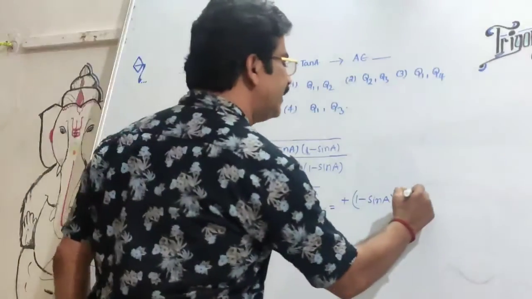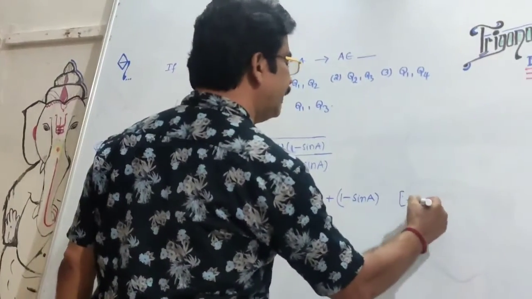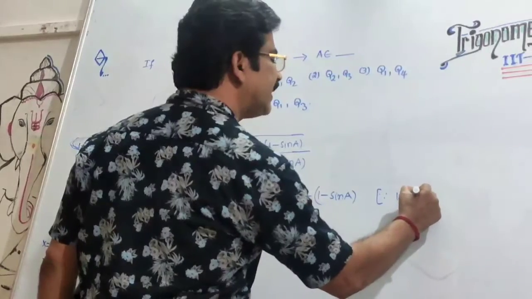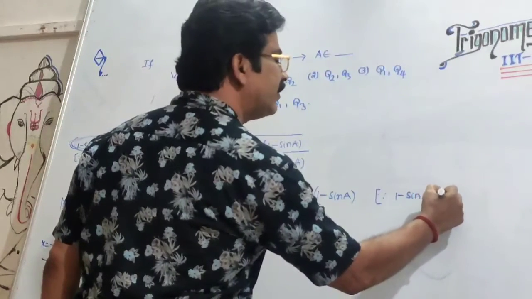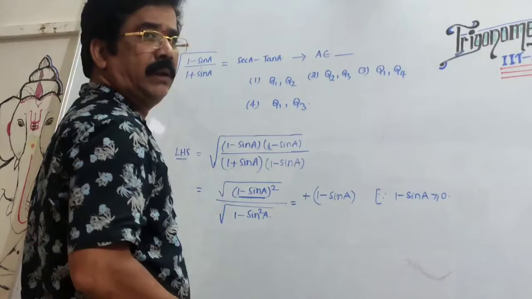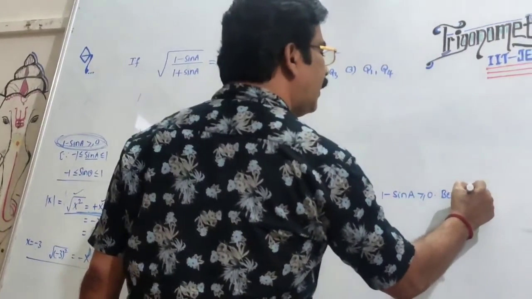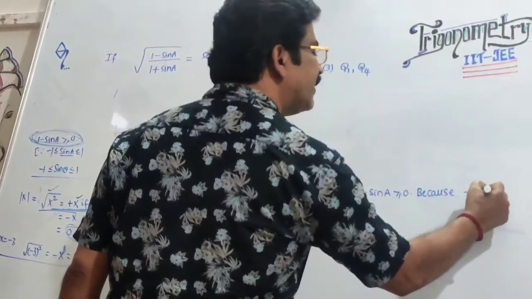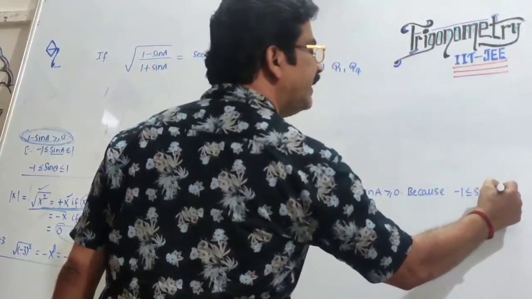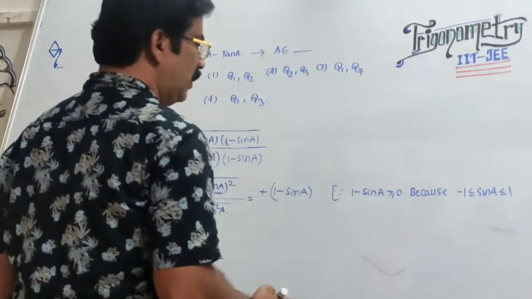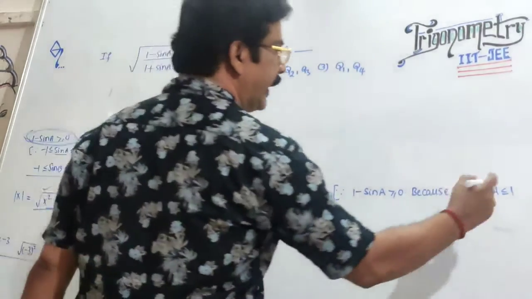Understand? Since 1 minus sin A is always greater than or equal to 0, because minus 1 is less than or equal to sin A less than or equal to 1. Understand? Okay, let it be.